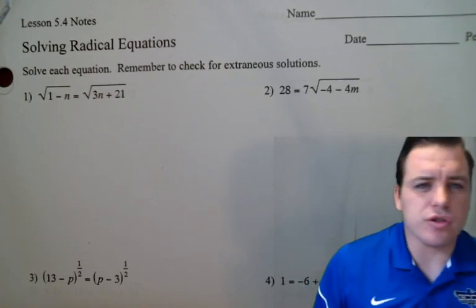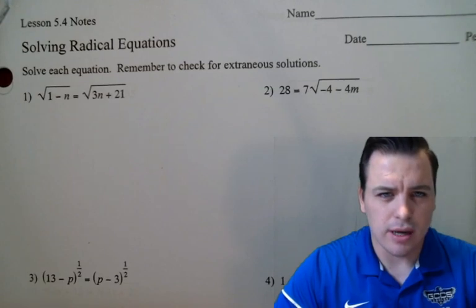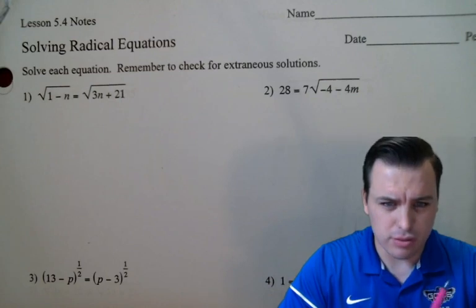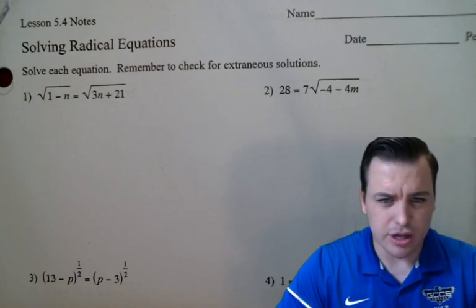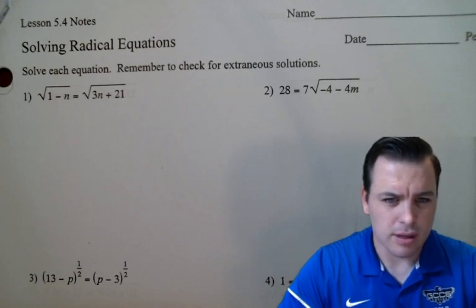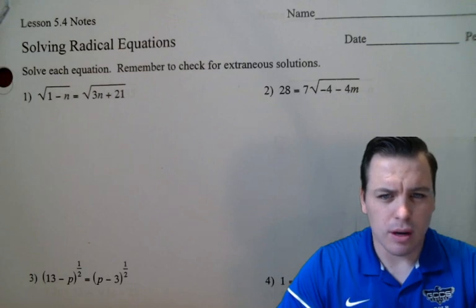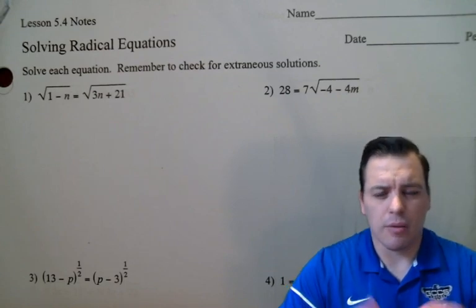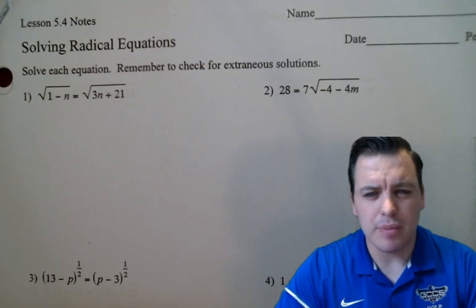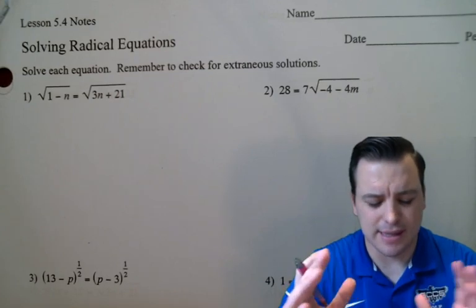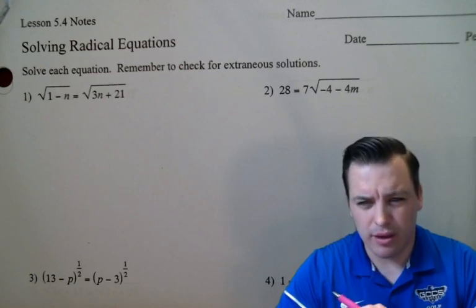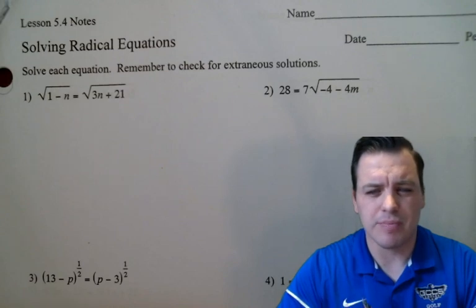All right, so we're solving radical equations, okay? And it says remember to check for extraneous solutions. So it's saying solve here and check for extraneous solutions. If I'm doing that, we've kind of done this a little bit already, but it's just a little bit more extended with the equation. We did this a little bit with 5.1 notes and homework.